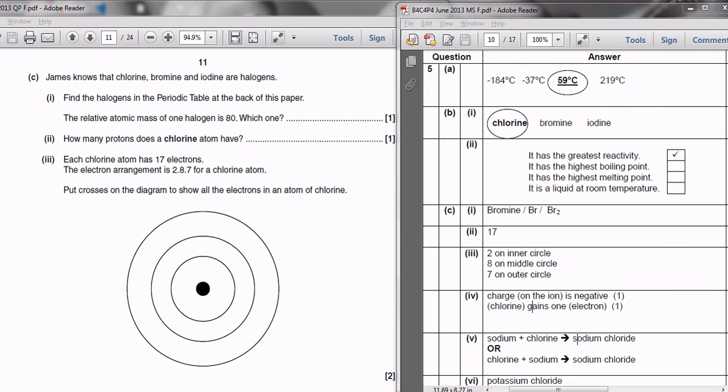Part 3. Each chlorine atom has 17 electrons. The electron arrangement is 2, 8, 7 for a chlorine atom. Put crosses on the diagram to show all the electrons in an atom of chlorine. So they give you that there are 2 electrons, then 8 electrons, then 7 electrons in a chlorine atom. Simply a case of filling the shells up from the inside outwards. So you put 2 electrons into this first shell, 8 electrons into this second shell, and then the outer shell is going to have 7 electrons in it.